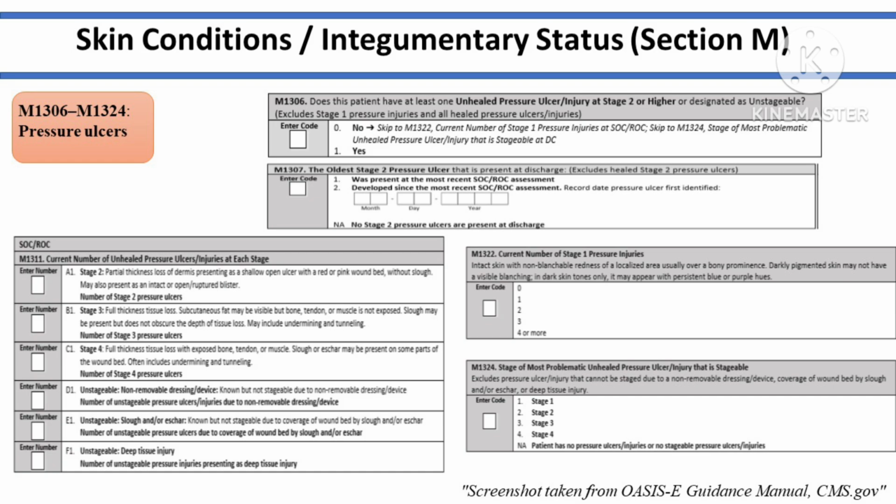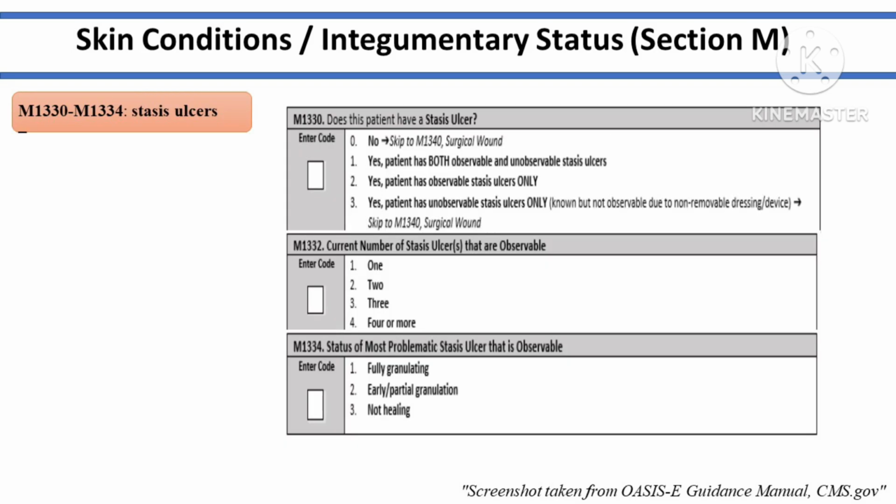Coders need to be very careful for these sections. It indicates whether the patient has a pressure ulcer or not. If the patient has any, then it counts the number of pressure ulcers present, the stage of the ulcers, and the most problematic ulcer in case there is more than a single pressure ulcer.